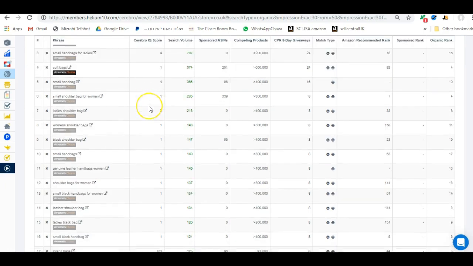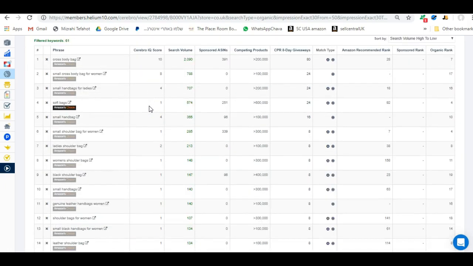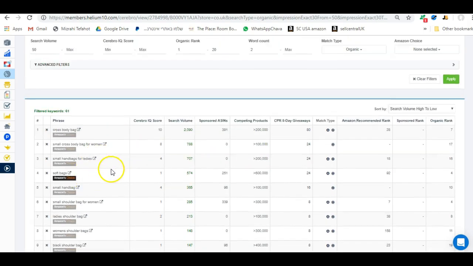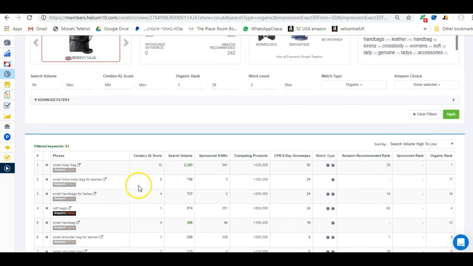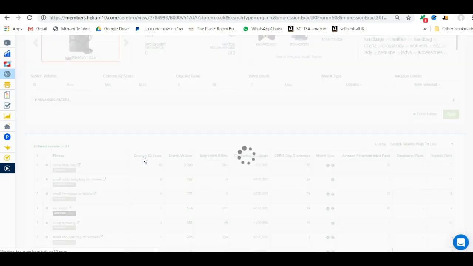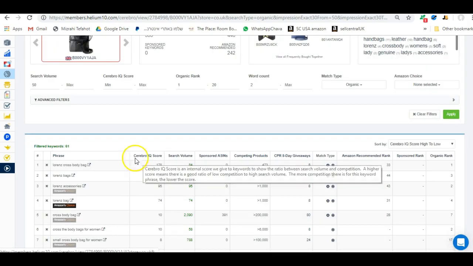Here, the Cerebro IQ score is all very low because there are so many products competing for these very large keywords. You can imagine women's shoulder bags, very generic. I mean, there's probably 1,000 different types and styles, right? So there's so many products that will be relevant. But let's just see, for example, what would get a high Cerebro score for this.